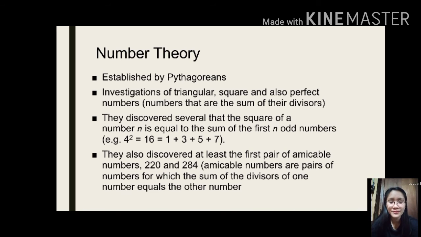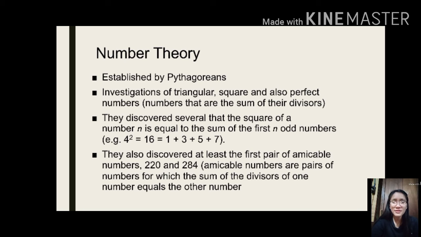We go now to number theory. It is the investigation of triangular, square, and also perfect numbers. These are numbers that are the sum of their divisors. They discovered that the square of a number n is equal to the sum of the first n odd numbers. For example, 4 squared is equal to 16, and the first 4 odd numbers are 1, 3, 5, and 7. If you add these first 4 odd numbers, we have 16.